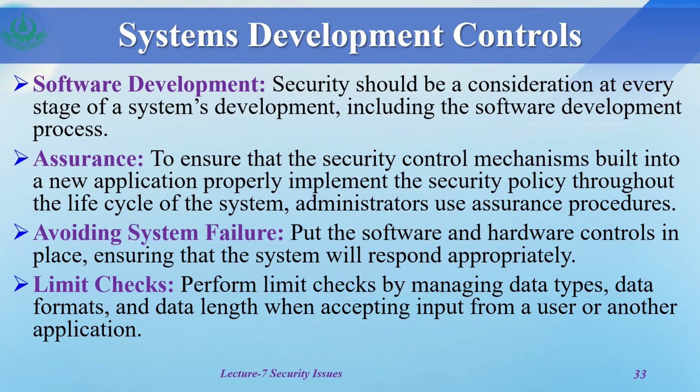System development controls. Software development security should be considered at every stage of software development, including the software development process. Assurance ensures that the security control mechanisms built into a new application properly implement the security policy throughout the life cycle of that system. Administrators use assurance procedures.